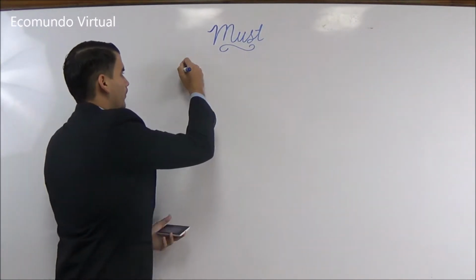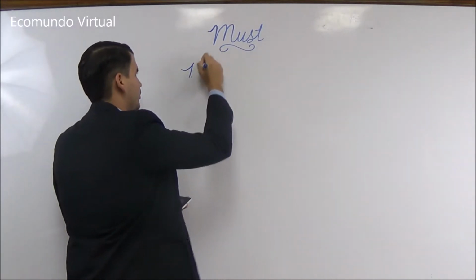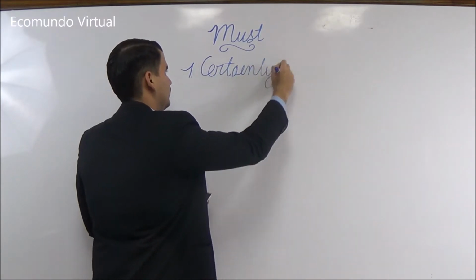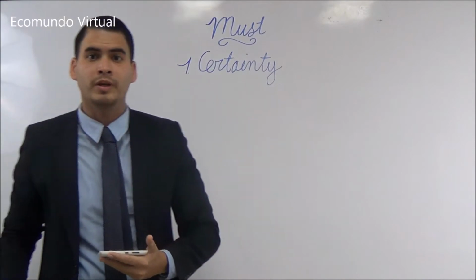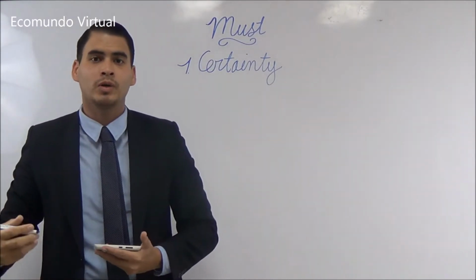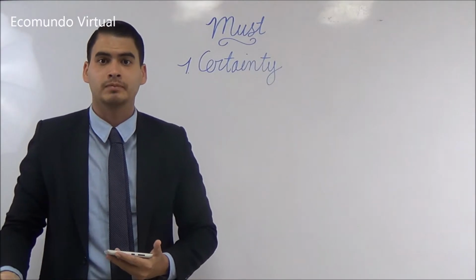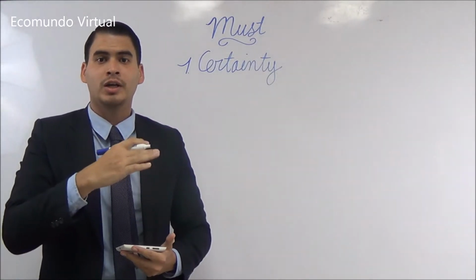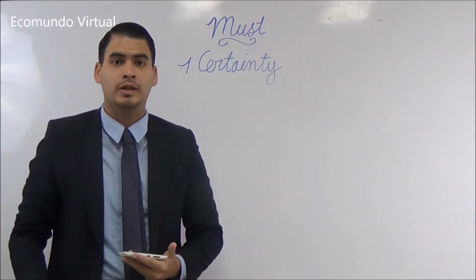Now, number 1, we use must for certainty. What is that supposed to mean? Now, certainty is when we are 100% sure about something. Okay? Now I'm going to give you the rules, and after that I'm going to give you some examples that you're going to use in order to study for the exams or the lessons.